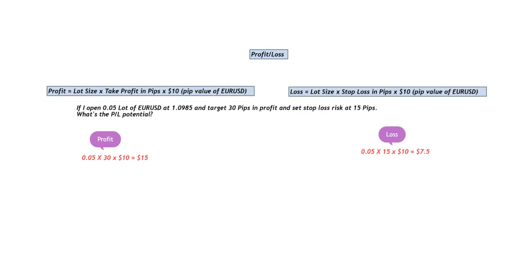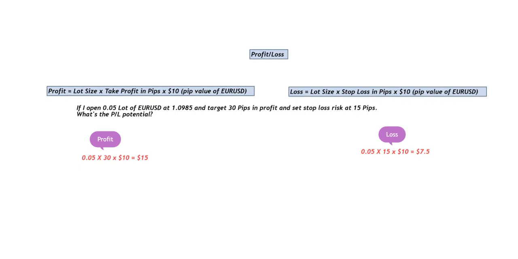So let's look at this example. If I open 0.05 lot of euro US dollar at this price, 1.0985, and I'm targeting 30 pips in profit, and I'm setting my stop loss at 15 pips, just like we did when we looked at the MT4 when we placed those trades, what is going to be the profit and the loss potential?